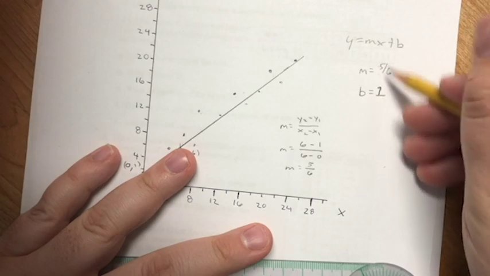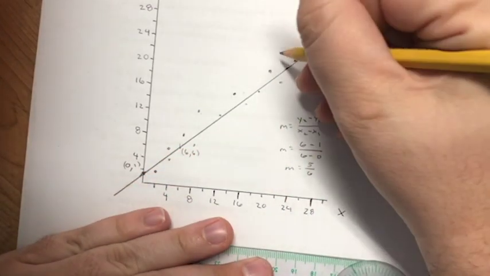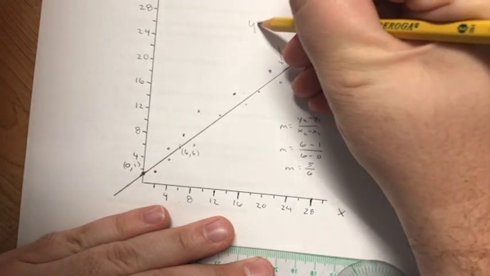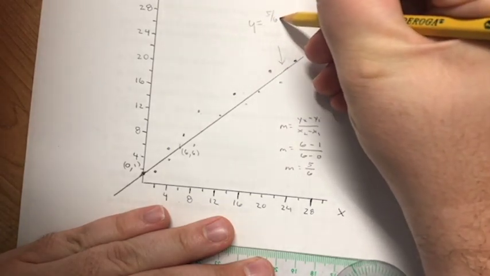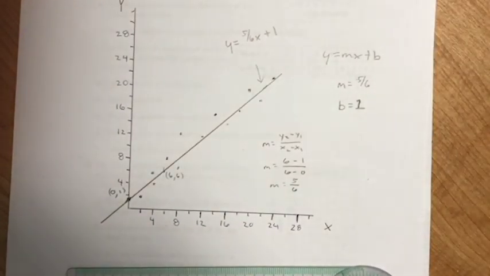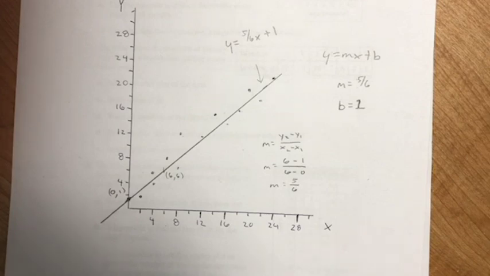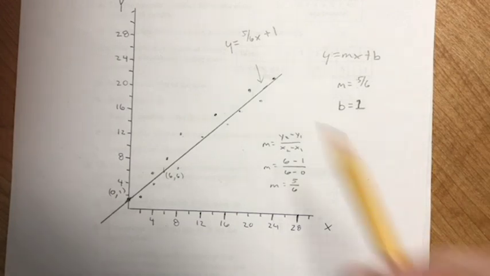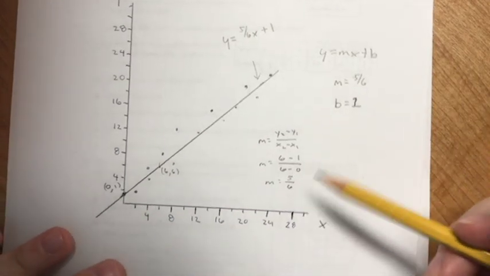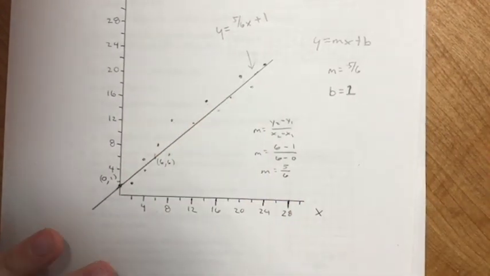And so I can use this to plug into my final equation. So this line that I've created, my line of best fit, has an equation of y equals 5/6 x plus 1. So why is this so important to be able to do that? Well, it allows me to do an estimation. So if this pattern continues, I can estimate what y is when x is 28 by basically using my calculator.